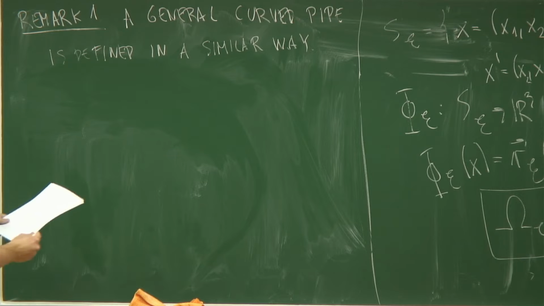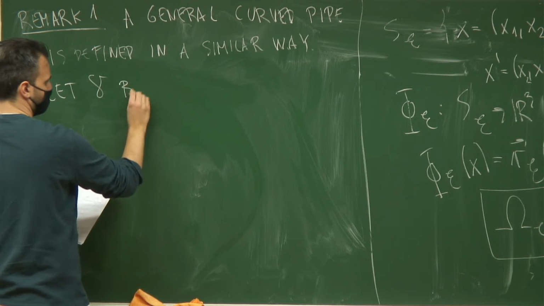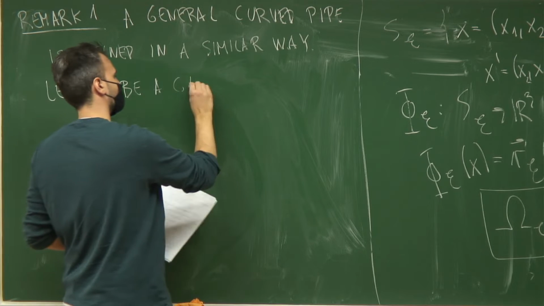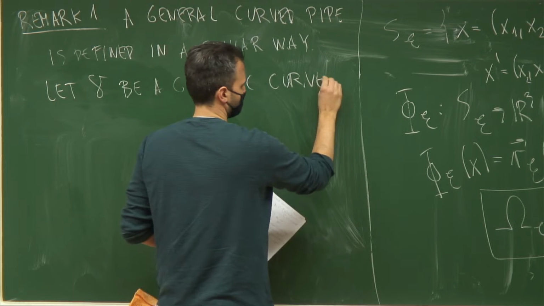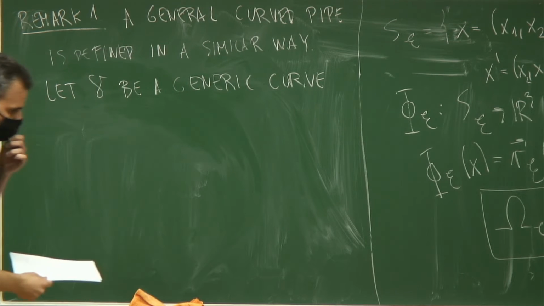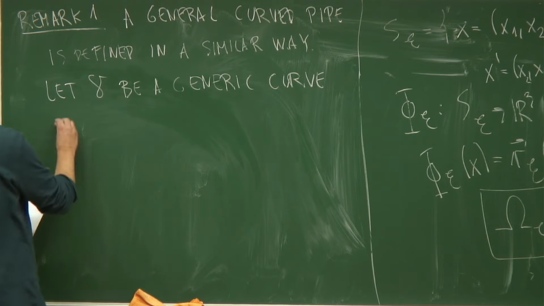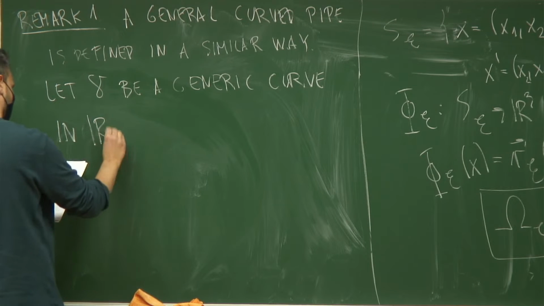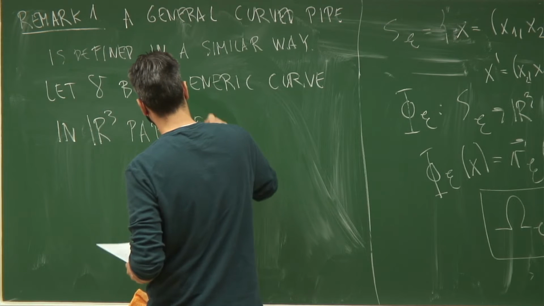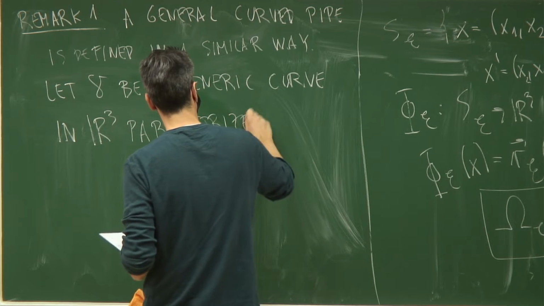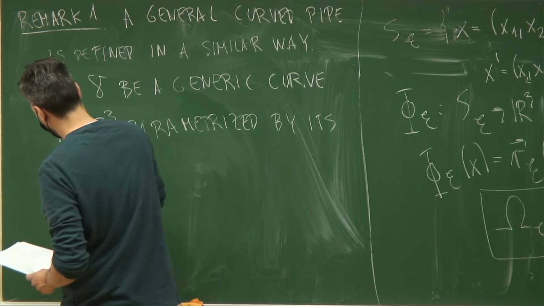Okay, so if you take gamma to be a generic curve, there are a number of papers that use this framework, so I think it's not bad for you to see it. So let gamma be a generic curve in R3, parameterized by its arc length.